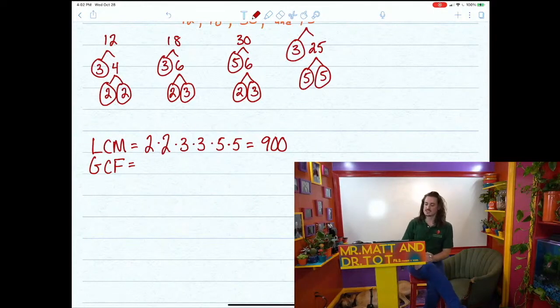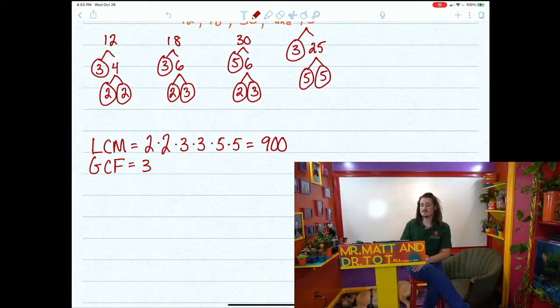3 is used once in 12, 2 times in 18, once in 30, and once in 75. So 1 is the least number of times 3 is used in any one factorization. So I'm going to take 1 3.